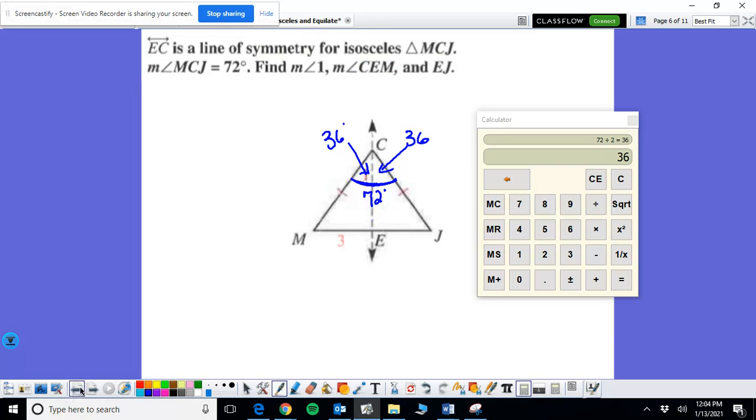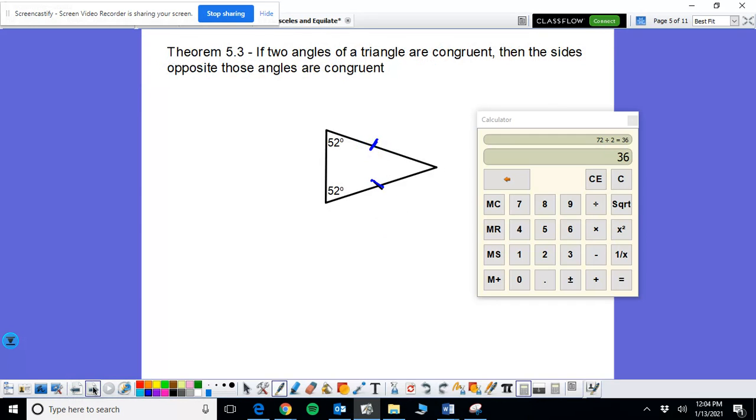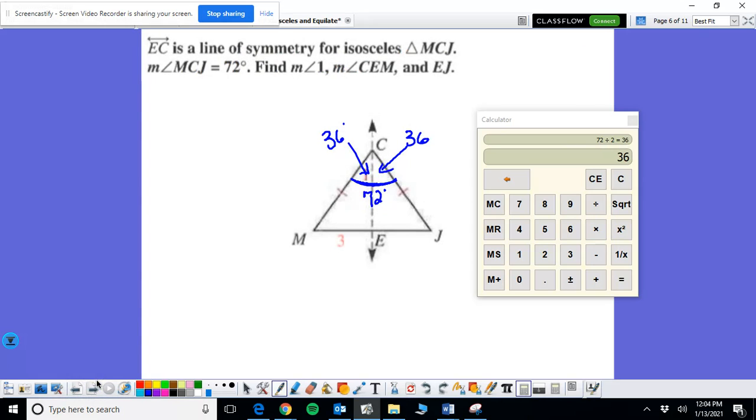Now, if you remember, this is all directly from this. It forms a right angle, doesn't it? That fold line, we'll call it, that's the line of symmetry. So this is 90 degrees. I'm going to fill this underneath. So this one's 36. This one's 90. And then they want to know EJ.